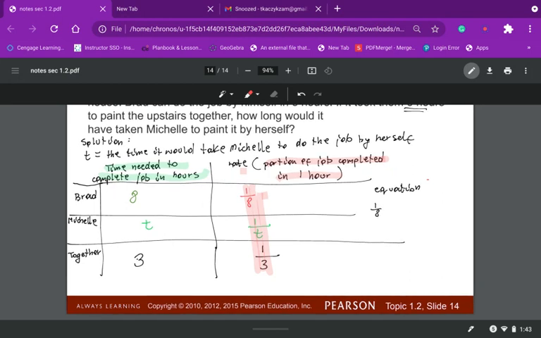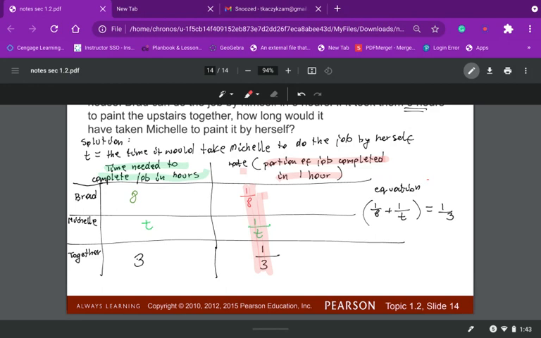So we have 1/8. This is the portion of the job which Brad can do in 1 hour, plus 1 over t. This is the portion of the job which Michelle can do in 1 hour, equal 1 over 3, which is the portion of the job completed together in 1 hour. Okay, so we just need to solve this equation.